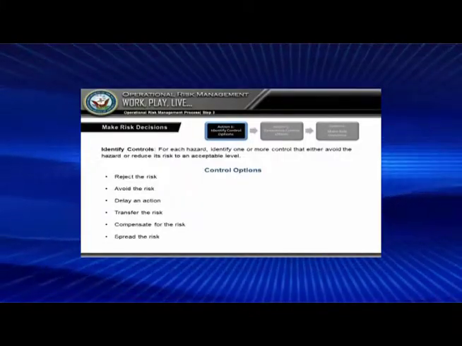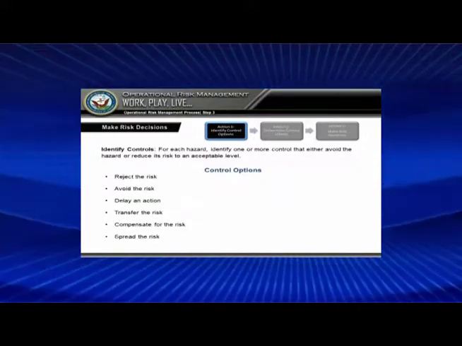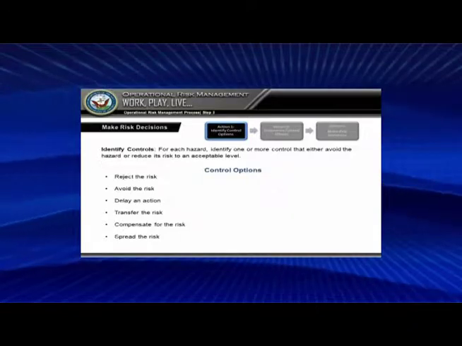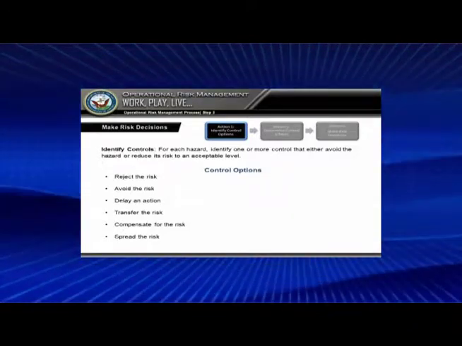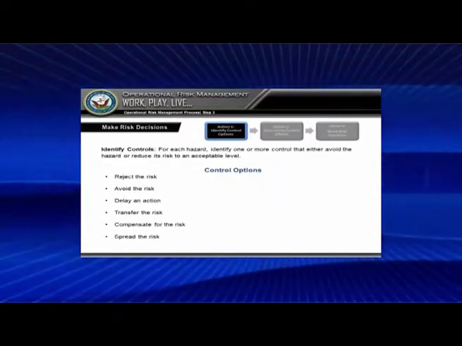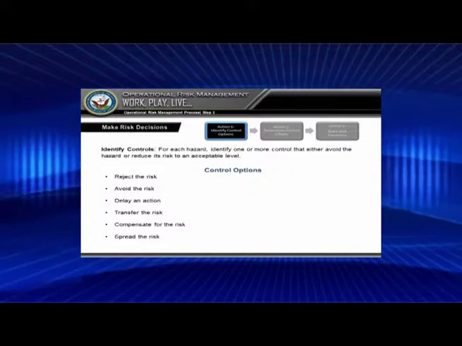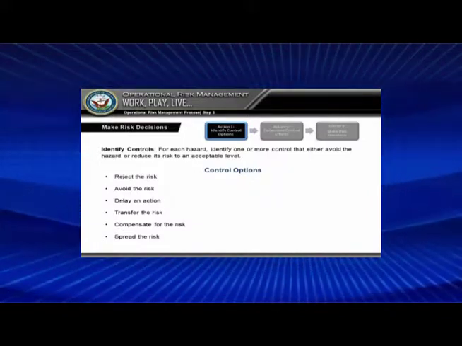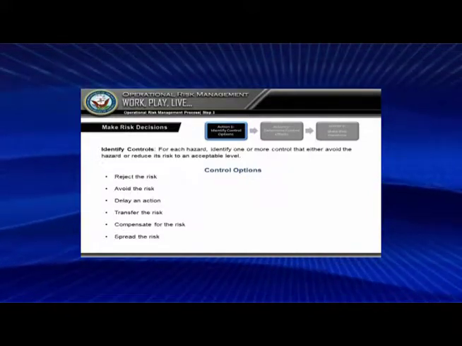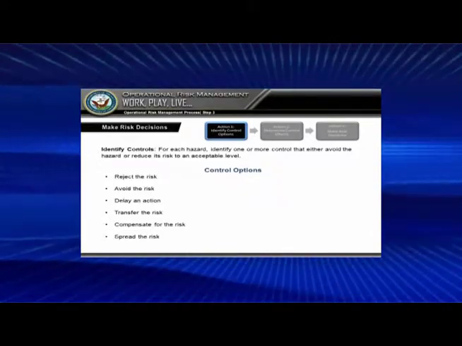Okay? When we look at those control options, they help us in understanding what do we do about the risk. Do we reject it? Do we avoid it? Do we delay the action until we get controls in place? Do we transfer the risk to where our unit's not going to accept this mission? We're going to transfer it to another command? We compensate for it, by putting more personnel in place possibly. And the other way we look at it is we spread the risk.